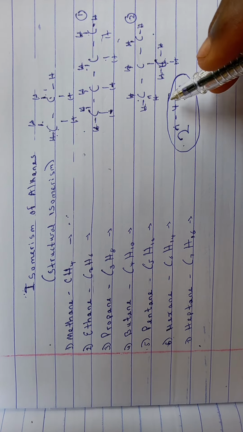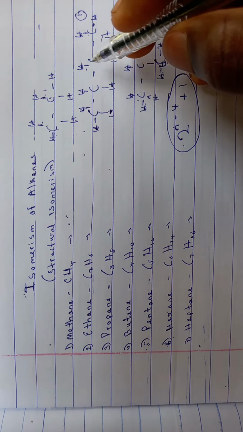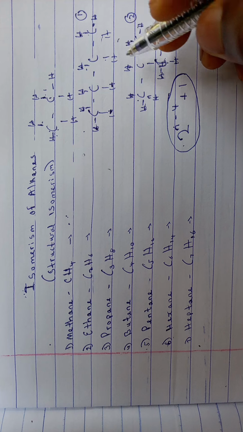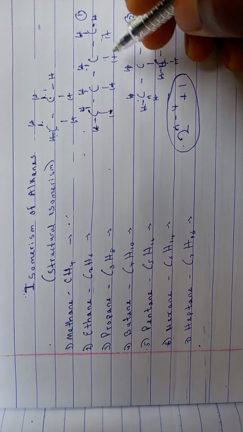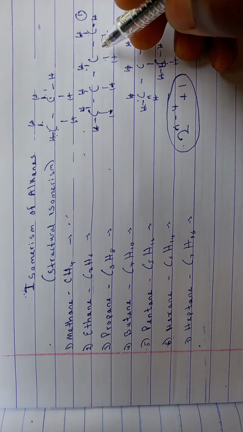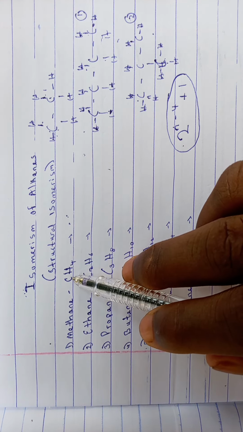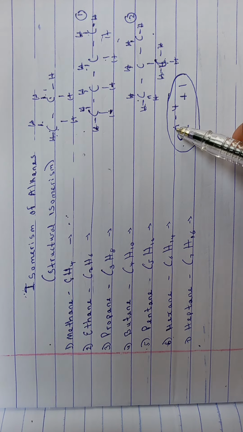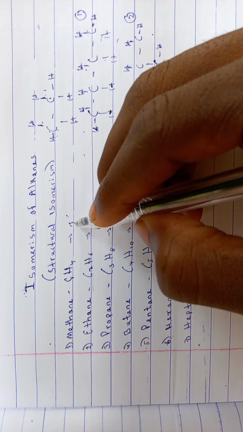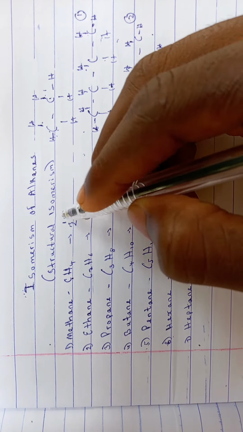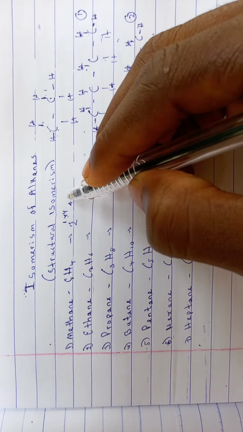This is the formula we'll be using to get the number of isomers of any compound without drawing the structural formula of the compound, because it's going to take much of our time. We just apply the formula and we get the isomerism of the compound. Now for our methane, the number of carbon atoms will be our n. So 2 raised to power n minus 4, for our methane is going to be 2 raised to power 1 minus 4, plus 1.